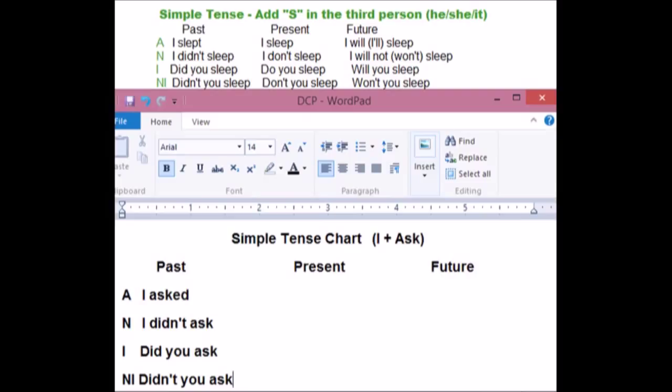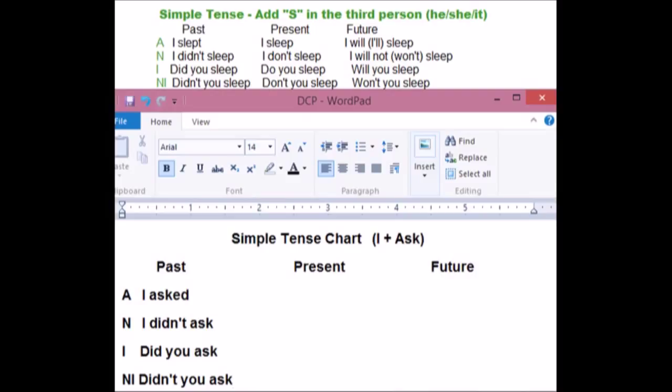So now we have the past tense conversation in the simple tense. Did you ask? I asked. I didn't ask. Didn't you ask? I asked. I didn't ask. Or you can add, did you ask Tommy? I asked Tommy. Or I didn't ask Tommy. We will work with these charts. Right now, this is the core chart. Once you learn these, we can add on to them and build your ability to speak English.